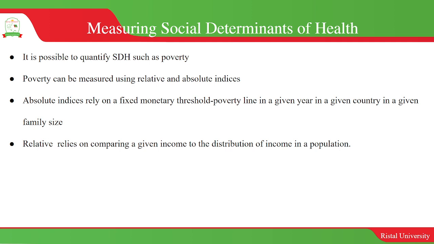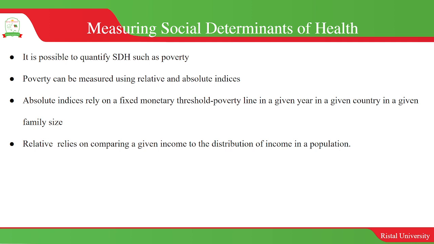When you talk about absolute indices, it means that you have a cutoff point where you say that if you spend less than this amount of money in a week or in a day, you are poor, or if you spend more, then you're rich. Okay? So you can do an assessment and understand how many people are living below the poverty line and how many people are in the higher income class.